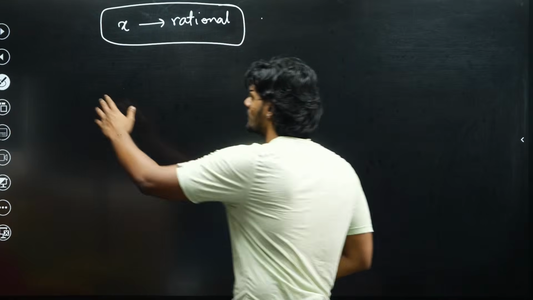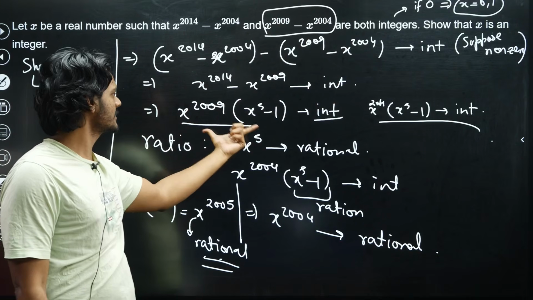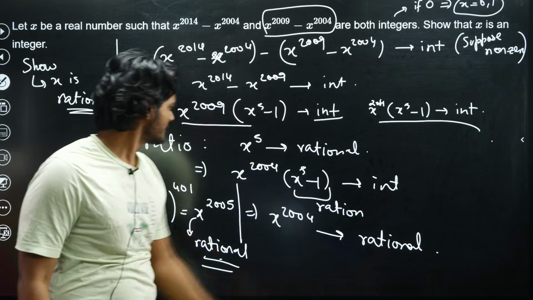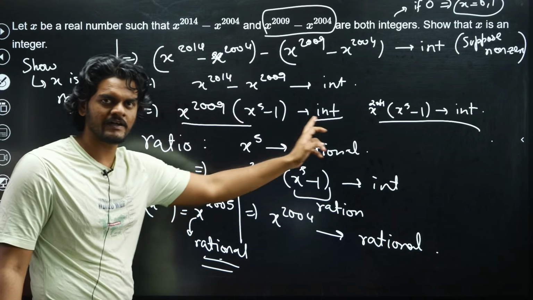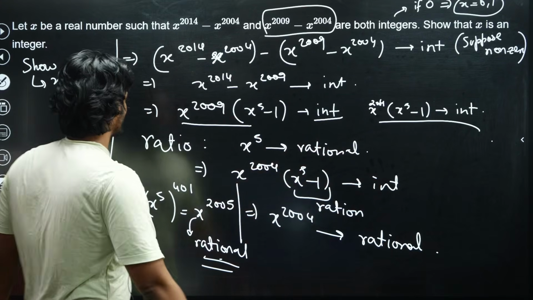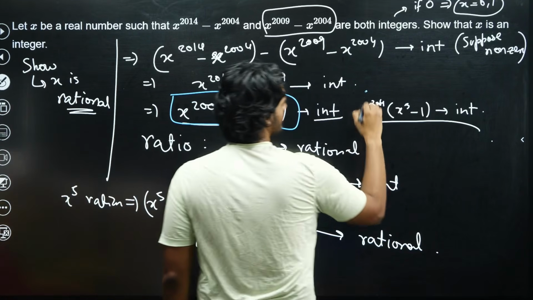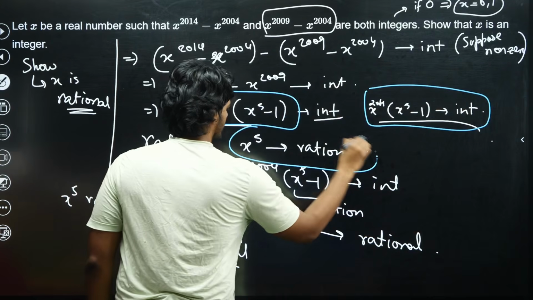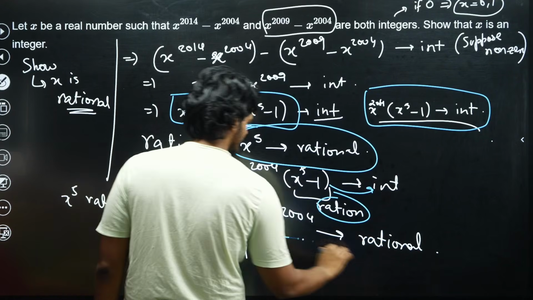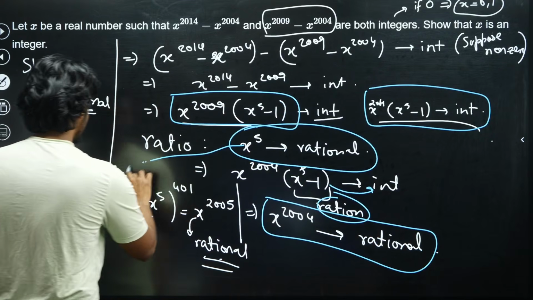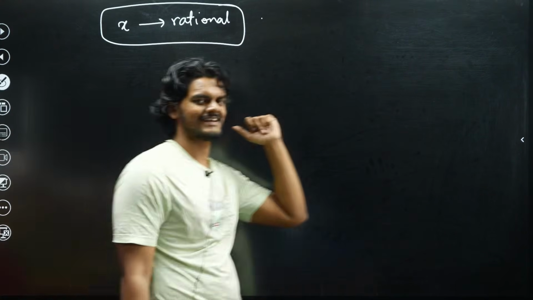So what were the steps which we took? We took the fact that the difference is an integer, which means this particular quantity is an integer and that quantity is an integer, and taking a ratio I get that x power 5 is a rational number. Then this is rational, and if I take a ratio, this is rational. From this I can also take some powers and get that this is rational. So basically at the end x is rational.